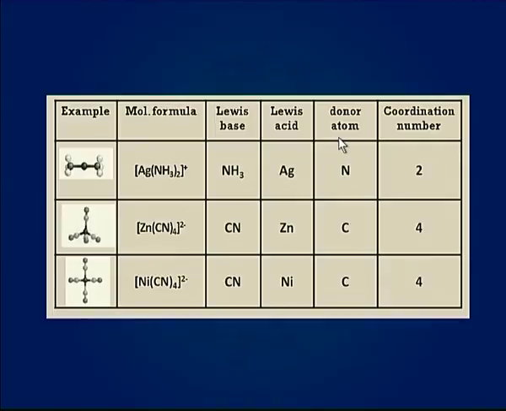In this table, you can have a look on some coordination compounds with Lewis base, Lewis acid, donor atom and coordination number. If we see [Ag(NH3)2]+, here ammonia molecule acts as Lewis base and silver acts as Lewis acid. Now, donor atom in ammonia molecule is nitrogen and coordination number here is 2.